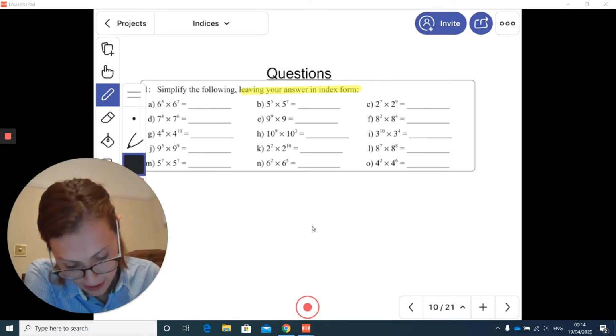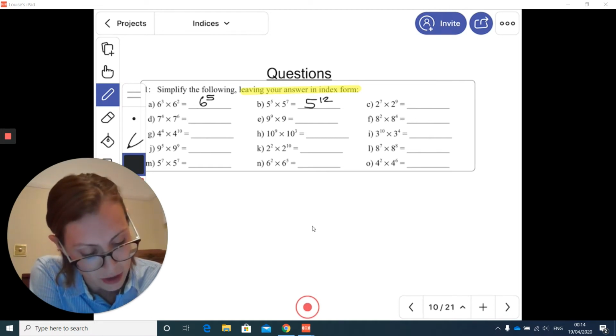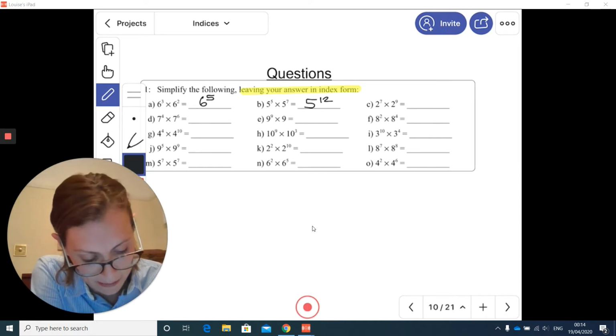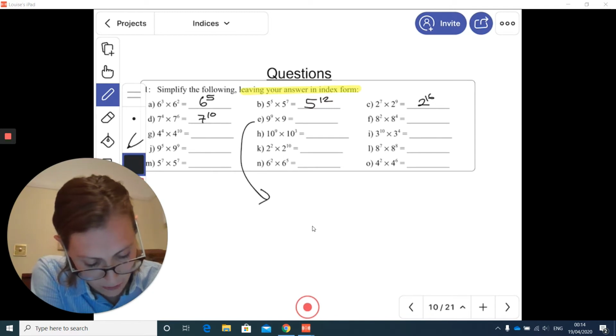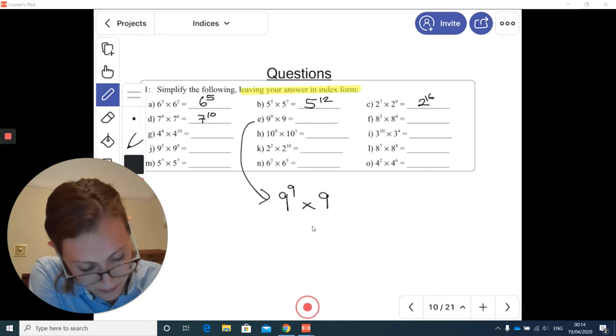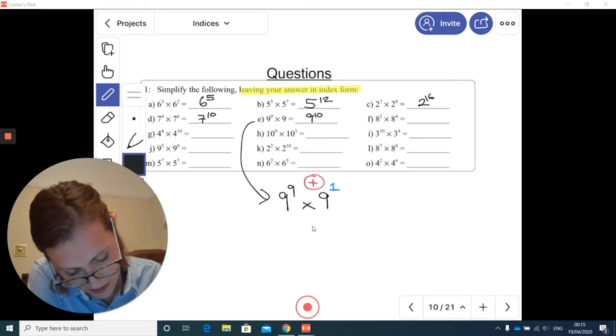So I'm going to go through these very quickly. First one should be 6 to the power of 3 plus 2, which is 5. B should be 5 to the power of 5 plus 7, which is 12. C should be 2 to the power of 7 times 2 to the power of 9. So I'm adding the powers, so 2 to the power of 16. D, 7 to the power of 10. E, let's just have a quick look at E. You've got 9 to the power of 9 times 9. So remember, if it's a number on its own, that implies that the power is 1. So here, this final answer should have been 9 to the power of 10.